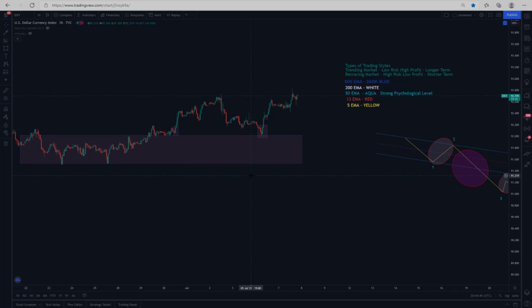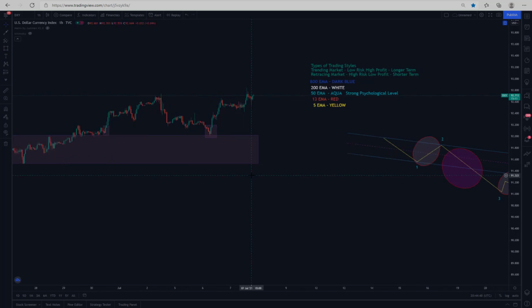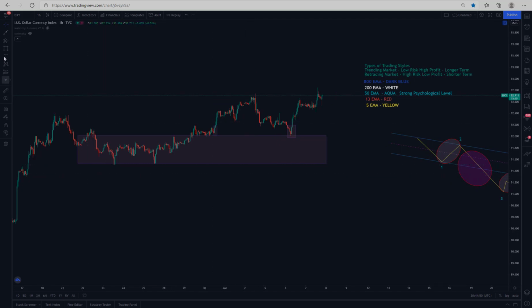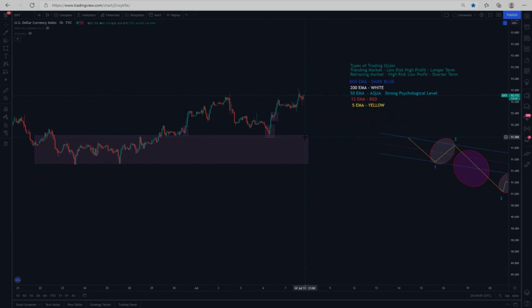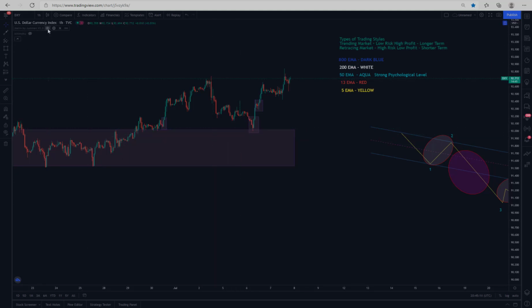Okay. But with my moving averages, where would I get into the market? Personally, I would get into the market over here. Okay. But how would I confirm this even more? I take out my moving averages. Right? Now you can see perfectly the price broke.